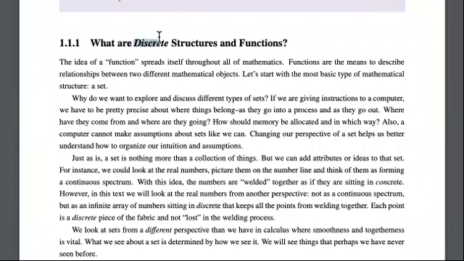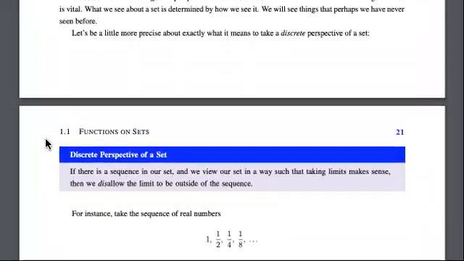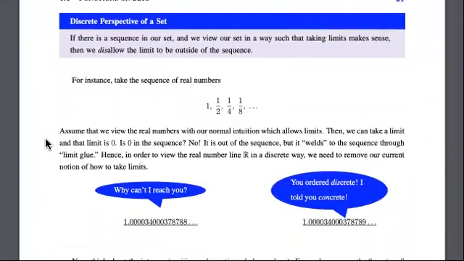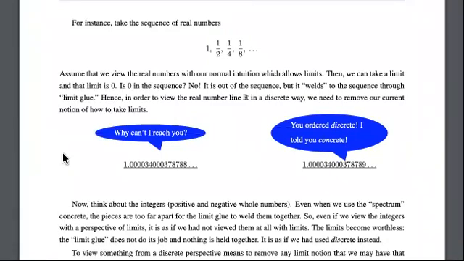Discrete is an adjective, usually describes a set or a collection of things. And it's applied to a set of numbers often when we lose any kind of sense for things being close together. So discrete means things are never thought of as close together.